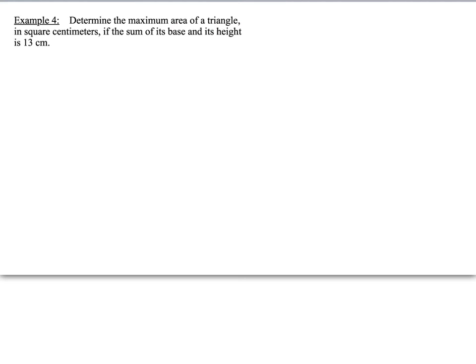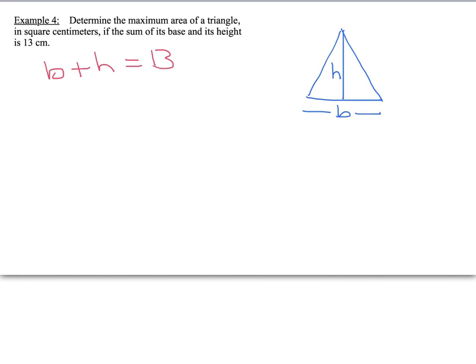Okay, so enough about rectangles. Determine the maximum area of a triangle in square centimeters if the sum of its base and its height is equal to 13. Okay, so we have the height here, we have the base here. Okay, and we can write out, as it's indicated in the question, that adding the base and the height is equal to 13. And we also know the area formula. The area formula, 1/2 base times height, so let's just write 0.5, half the base, times the height like that.